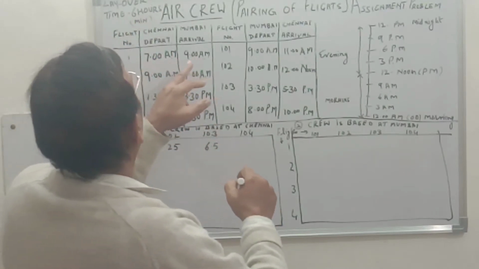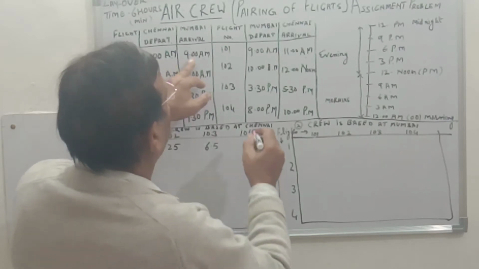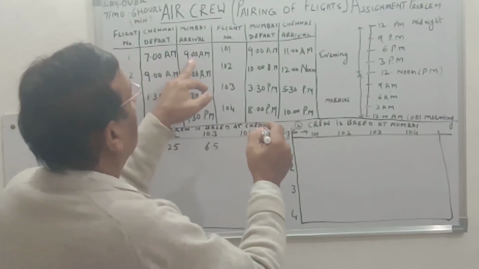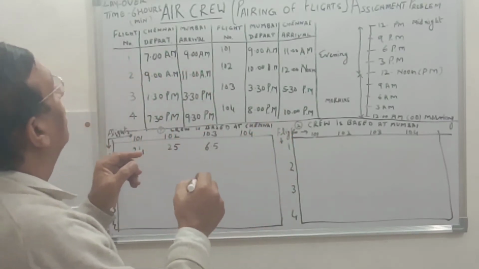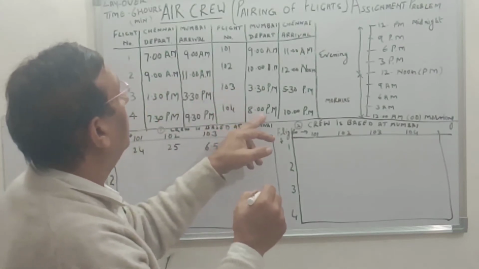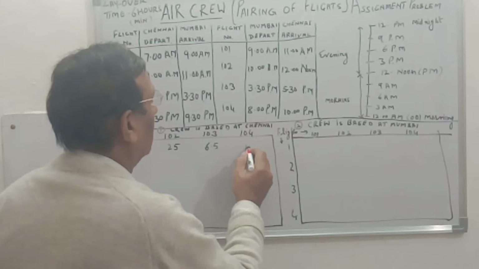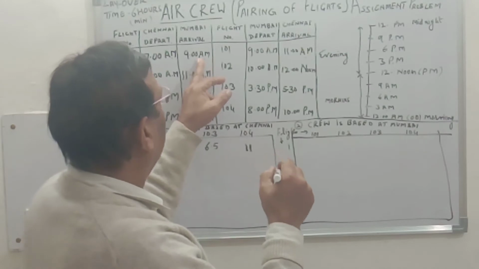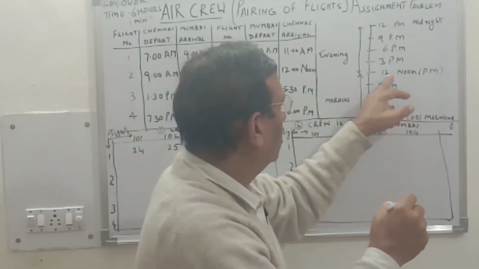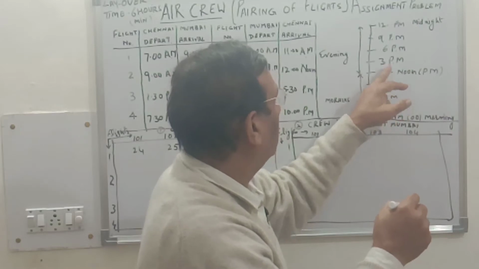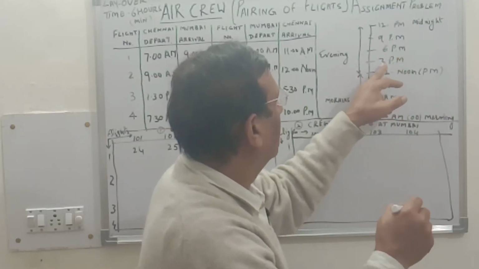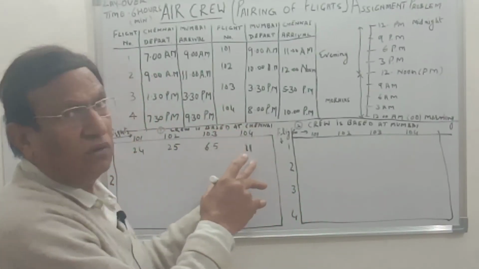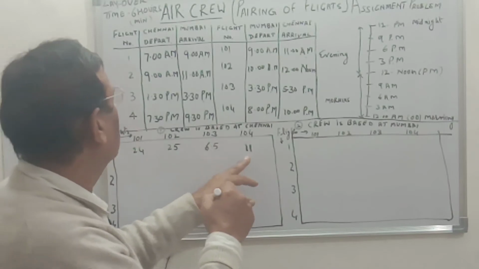Then flight number 1 arrives at 9 and it will depart at 8 p.m. From 9 a.m. to 8 p.m., how much time is required? From 9 a.m. to 9 p.m. would be 12 hours, but no, it is 8, so 11 hours. Or you can calculate like this: from 9 a.m. to 12, then 3, 6, 9 but it's 8. So 11 hours.